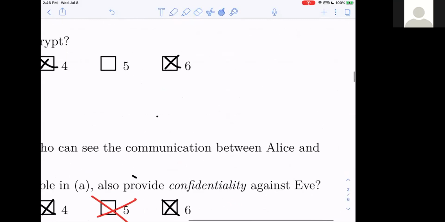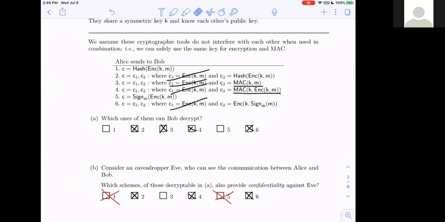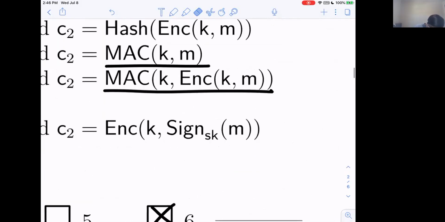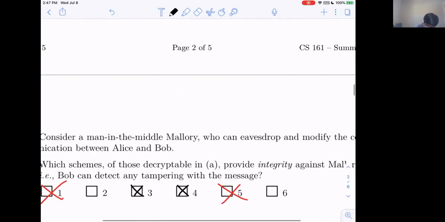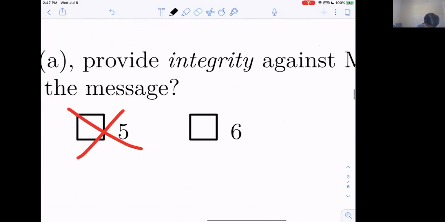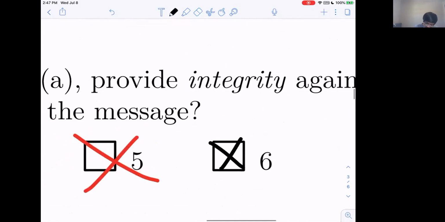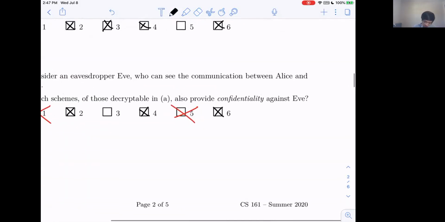I'd say yes, because the signature cannot be reproduced by Mallory. Right. And this is the third way of doing it. You sign and then encrypt the signature along with the plain text. So this does also provide integrity against Mallory because the signature, well, that's what the signature algorithm does.